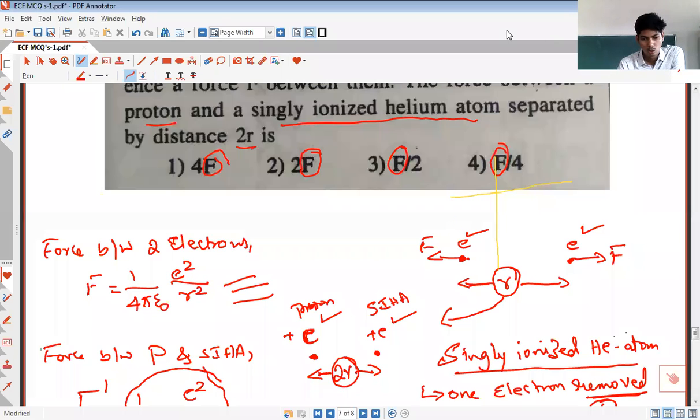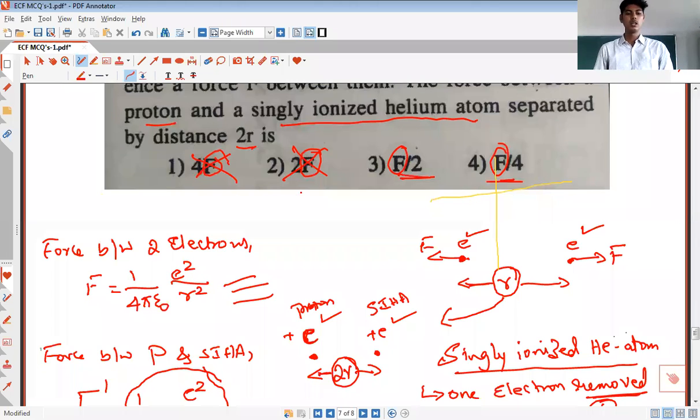So these two options are ruled out. The first option and the second option are ruled out because the first option says the force between the proton and singly ionized helium atom is 4 times that of the electrons. Since the distance has increased, the force between the proton and singly ionized helium atom must decrease. 4F is not a possibility. 2F is also not a possible case. What remains are F by 2 and F by 4.